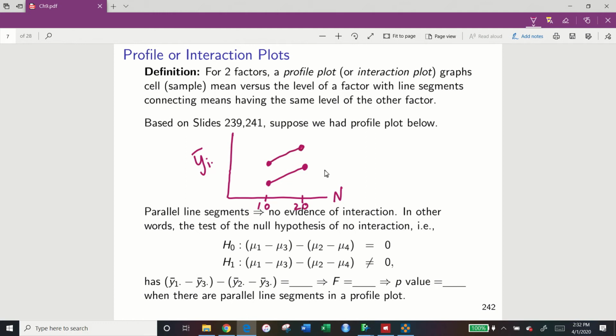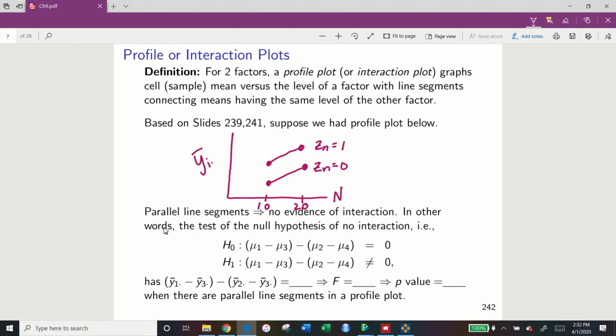I'm going to let the lower line be when zinc equals 0 and the higher line when zinc equals 1. This is one example of what a profile plot can look like. The next question is, well, how do we interpret this? If we look at this profile plot, we notice that our lines are parallel.